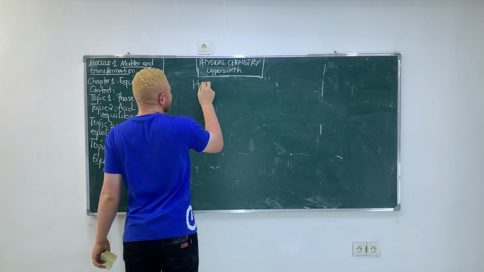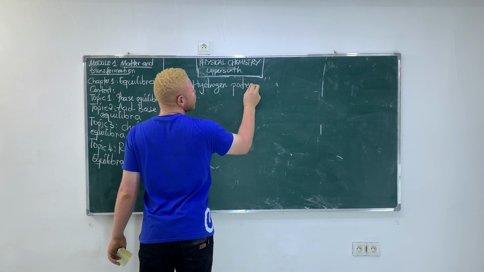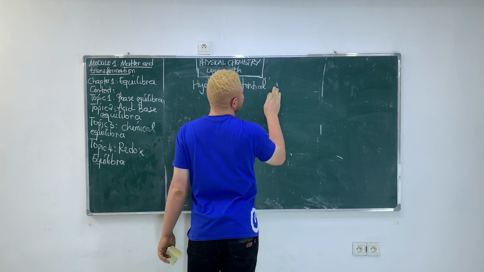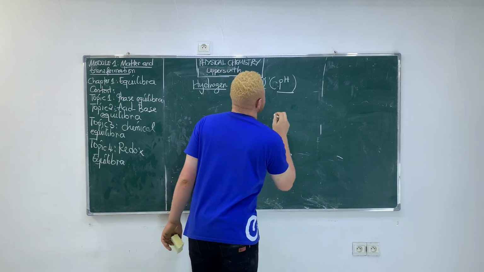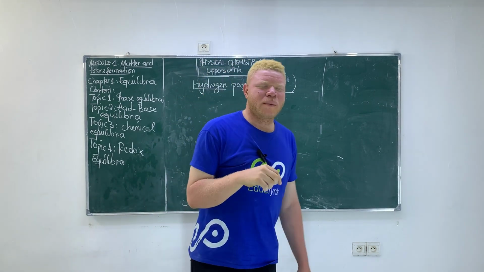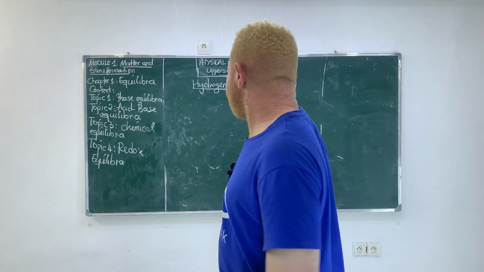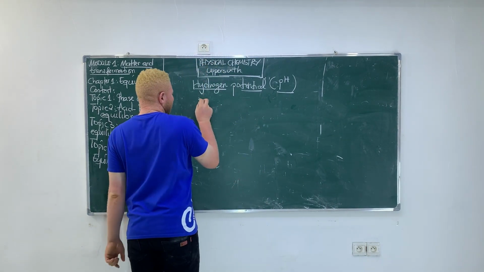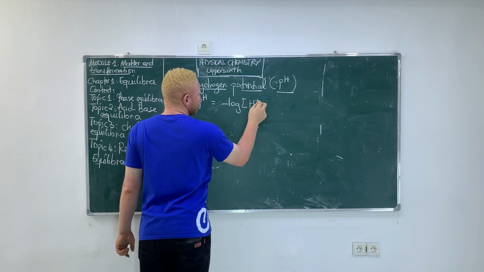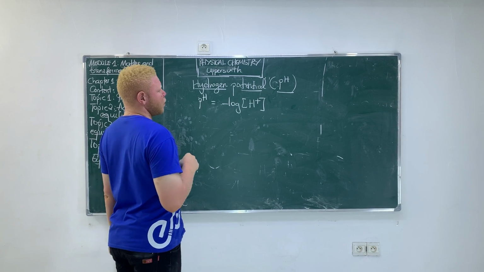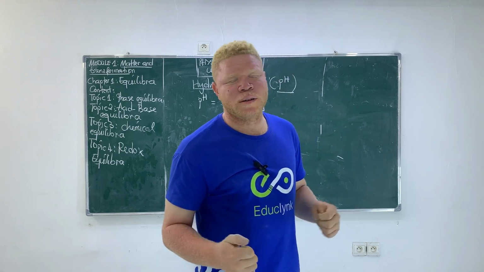Hydrogen potential, bracket pH. So pH is minus logarithmic the hydrogen ion concentration. That's the formula for pH. pH is minus log of the hydrogen ion concentration.